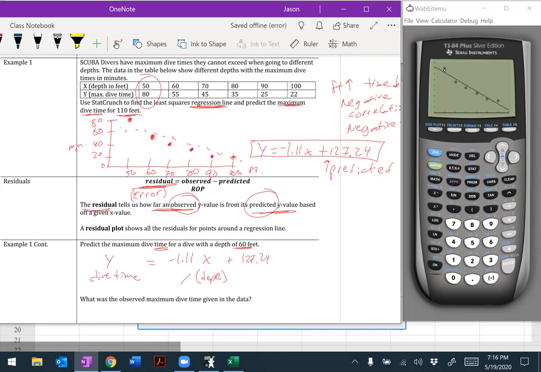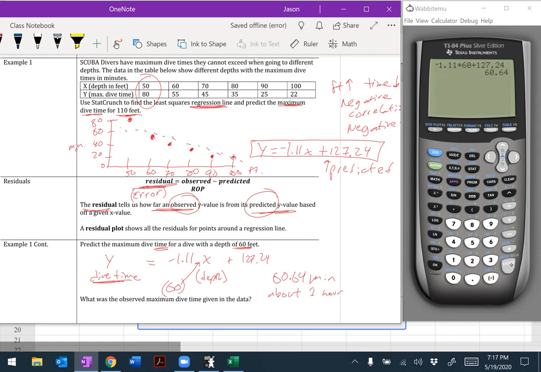Okay, so what am I going to do? I'm going to plug in 60 for my depth and then get a predicted dive time. So let's do that. What's negative 1.11 times 60 plus 127.24? Okay, that's 60.64 minutes, or about an hour, about 1 hour.